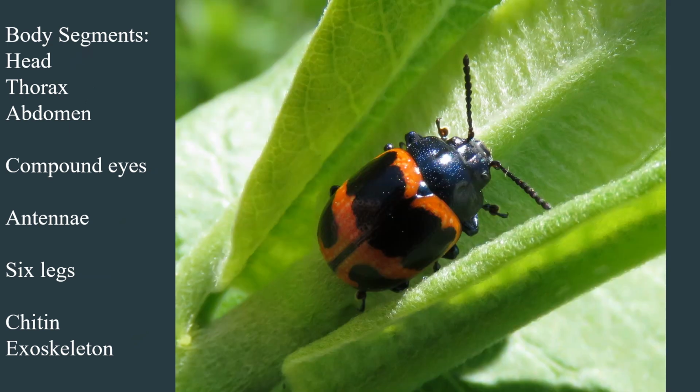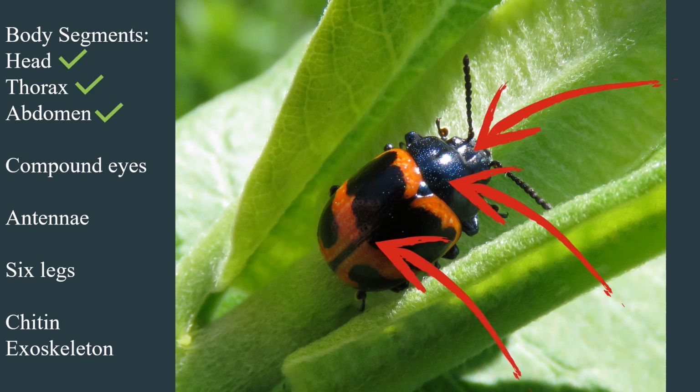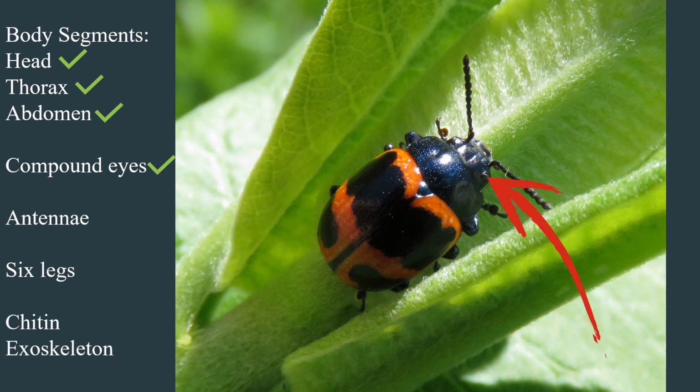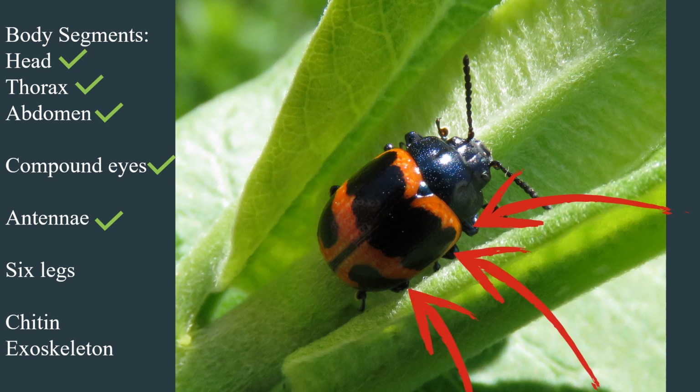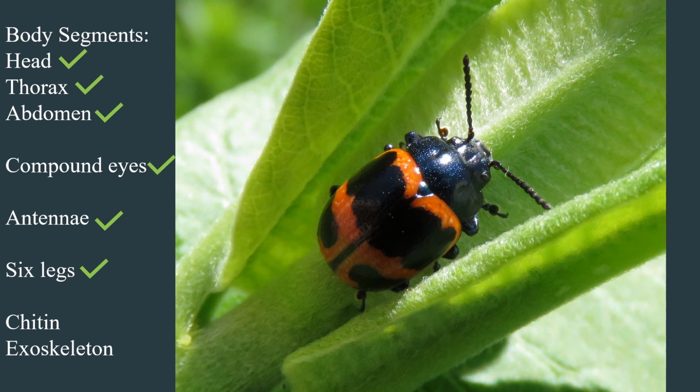All right, here's another one. Now let's go over it together. We've got head, thorax, and abdomen. Yep. We have compound eyes and antenna. And then we have 1, 2, 3 legs on each side, totaling 6. Very good. And this guy very much looks like a sturdy fellow, so I would say definitely a chitinous exoskeleton on this one.